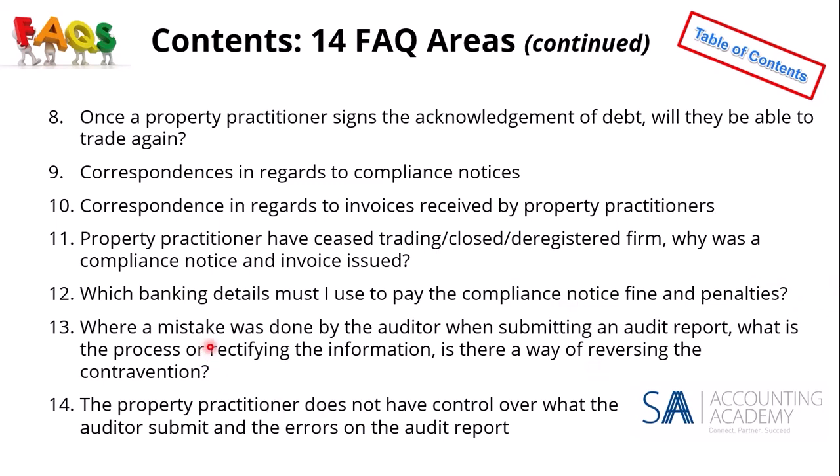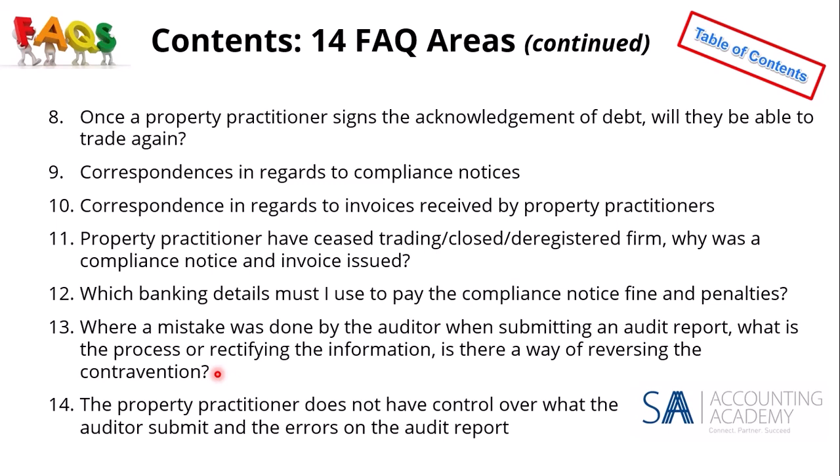Where a mistake was done by the auditor when submitting the audit report, what is the process for rectifying? Is there a way of reversing the contravention? There isn't really a way of reversing the contravention, but it can be resubmitted, right? Obviously, with a whole explanation of why the errors were made, why the mistake was made by the auditor when submitting the audit report. Okay, so the whole process is set out there.